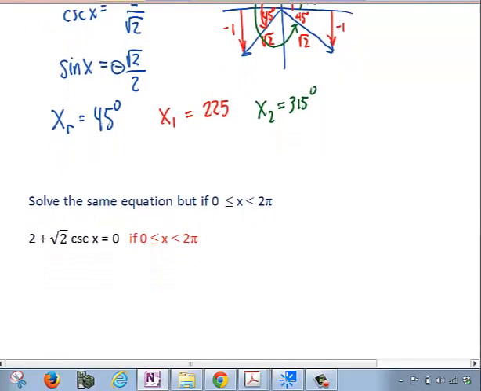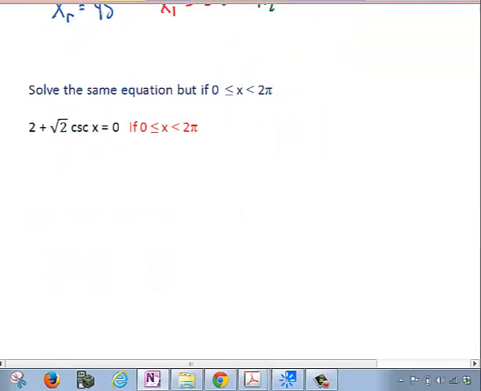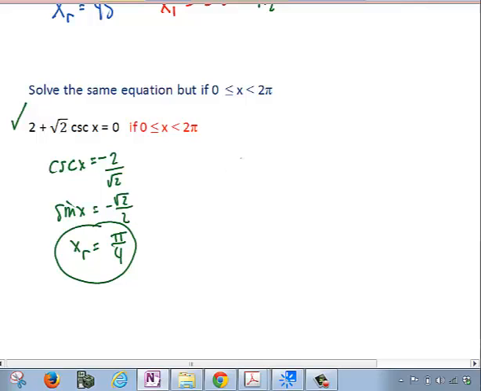And now let's do the same thing again, but in radians. So the same exact problem we just had, we finally get to cosecant of x is equal to -2 over root 2. That means sine of x is equal to -root 2 over 2, which is negative. Now your reference angle, because it's a 45, 45, 90, is pi over 4. So now you need to use that information to figure out what these angles would be called in radians.